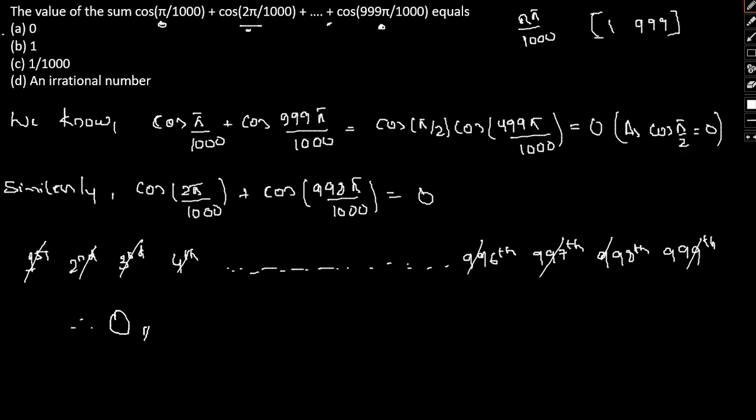Therefore option A will be our answer. I hope this is clear how we came about with the solution of the same. Basically, we just split the same in the cos A plus cos B form, and then subsequently found the entire sum of the series being 0. So I hope this is clear. Now let's move on to the next question.